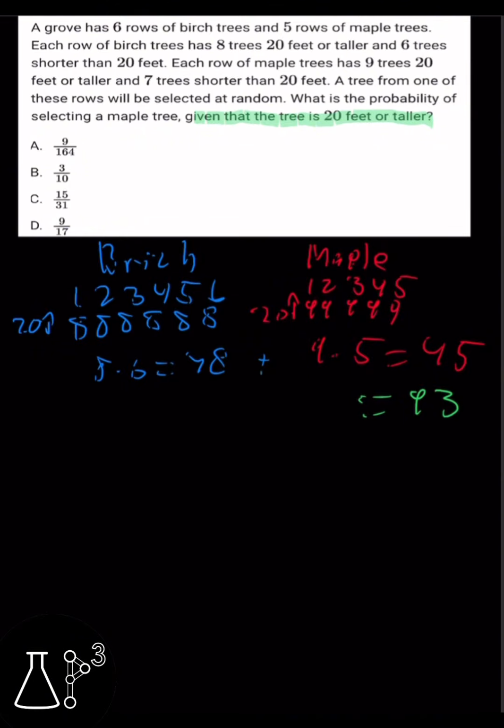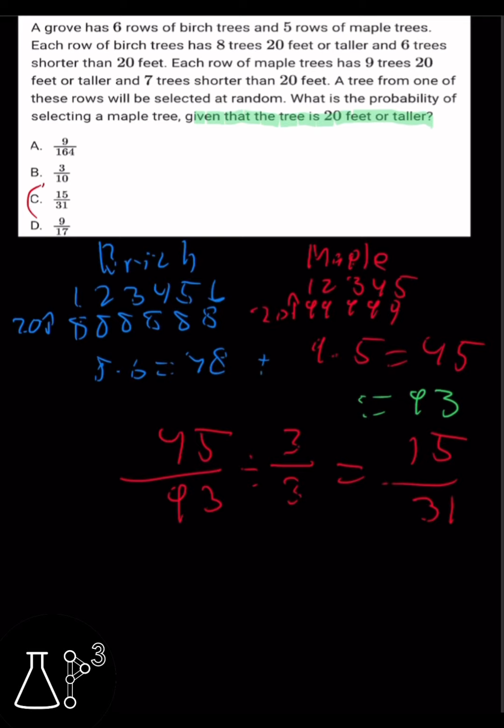So now what we want to do is divide 45 by 93 to look for the probability. So my answer is going to be 45 divided by 93. But as we can see, none of my answer choices reflect that. So I have to divide both the top and bottom by 3 to get my answer, which is going to equal 15 divided by 31. And if I look at my answer choices, that correlates to C. Therefore, my answer is C, the probability of a maple tree given that the tree is 20 feet or taller.